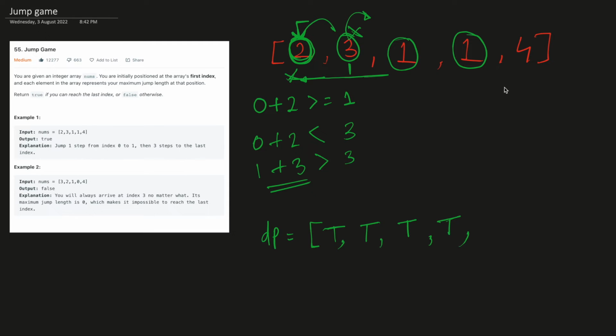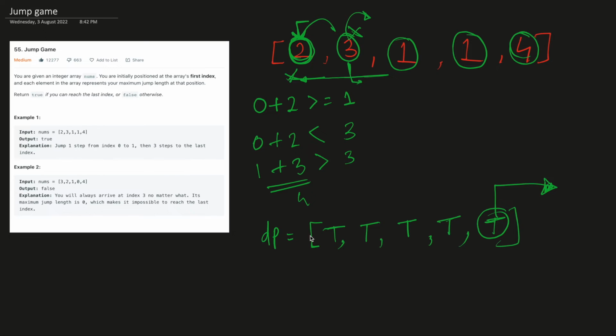Now let's move ahead and check for this 4. Can we reach from 2? No. Can we reach from 3? Let's see. 1 plus 3 is 4 and the index of 4 is also 4. Therefore, we could reach the 4 also. That means if the last position in our DP is true, that means we could reach the end. But there is still one more edge case remaining.